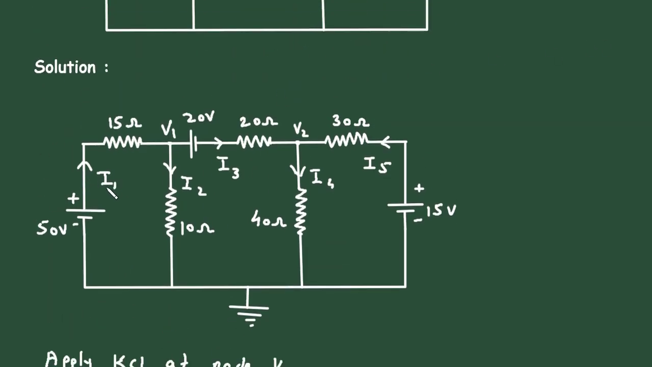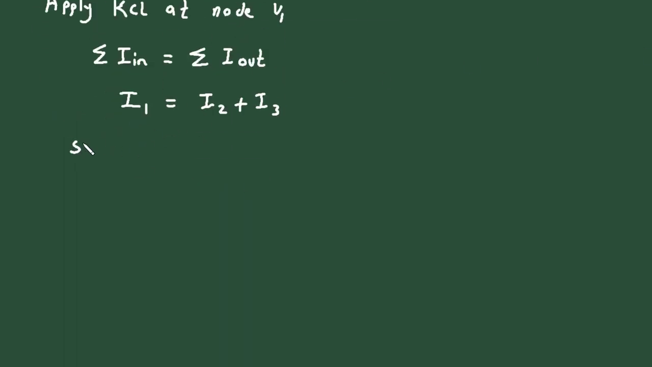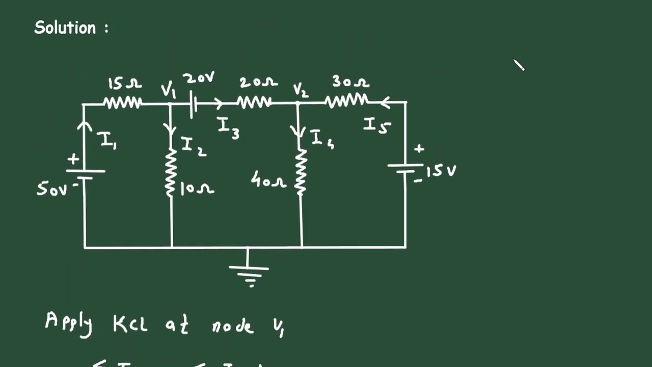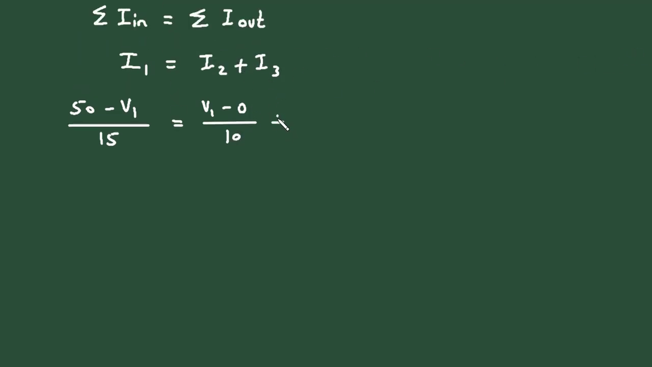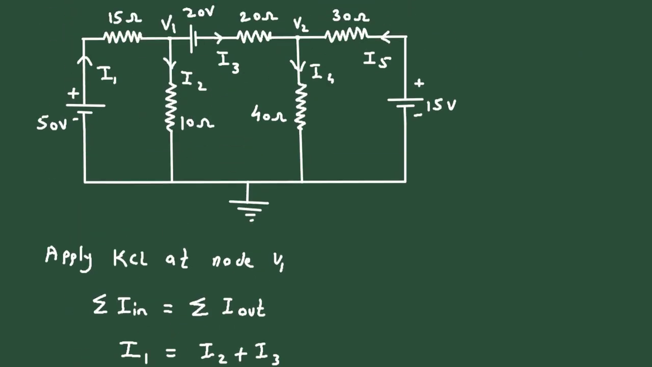Now this I1 in voltage form will be 50 minus V1 divided by 15, it is equal to I2. Now I2 will be V1 minus 0 divided by 10. Then this plus as it is, then I3.